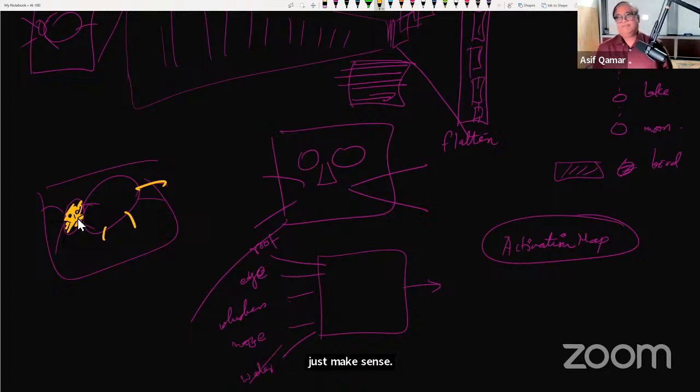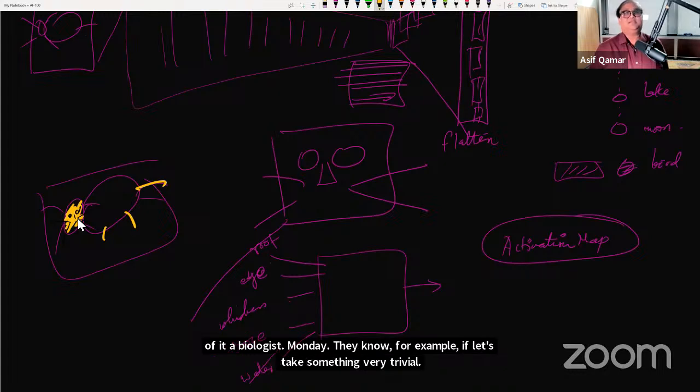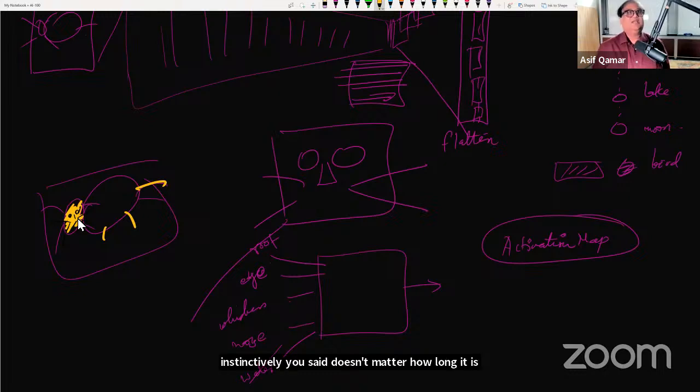Let's take something very trivial. You're a real estate agent. You look at a house and instinctively you say, it doesn't matter how long it is, how broad it is, how many floors it has. Tell me the square footage. That's how I will compare the price of this house to its neighboring house in the same neighborhood, isn't it? So you just said, I know what feature matters.